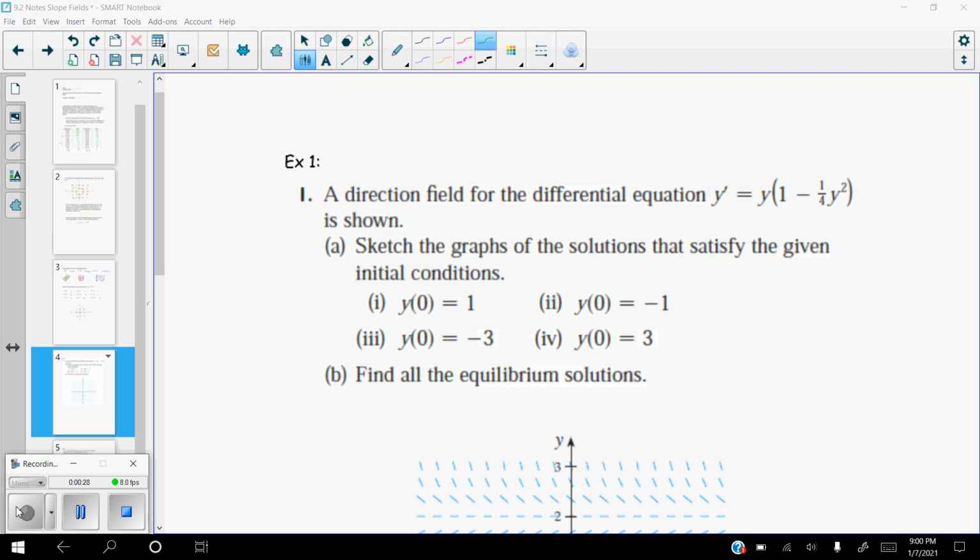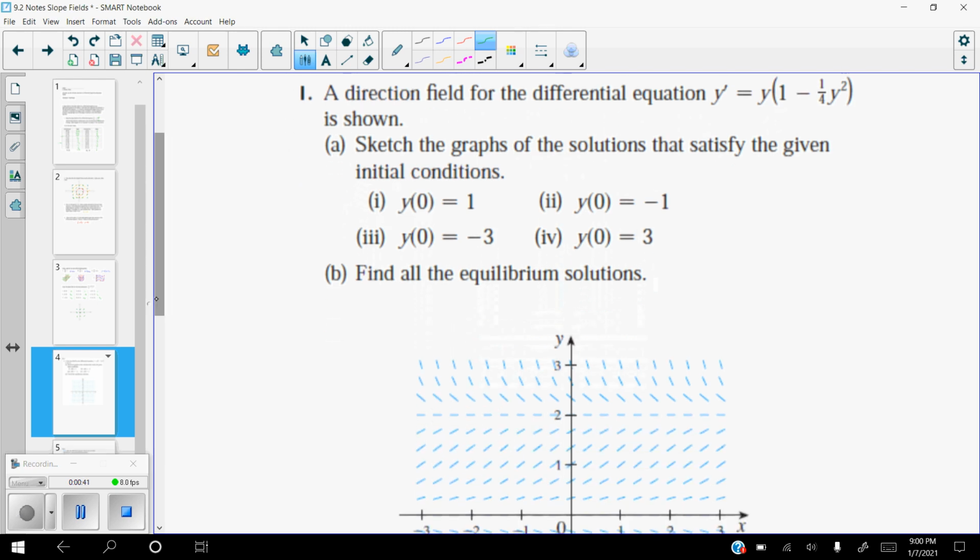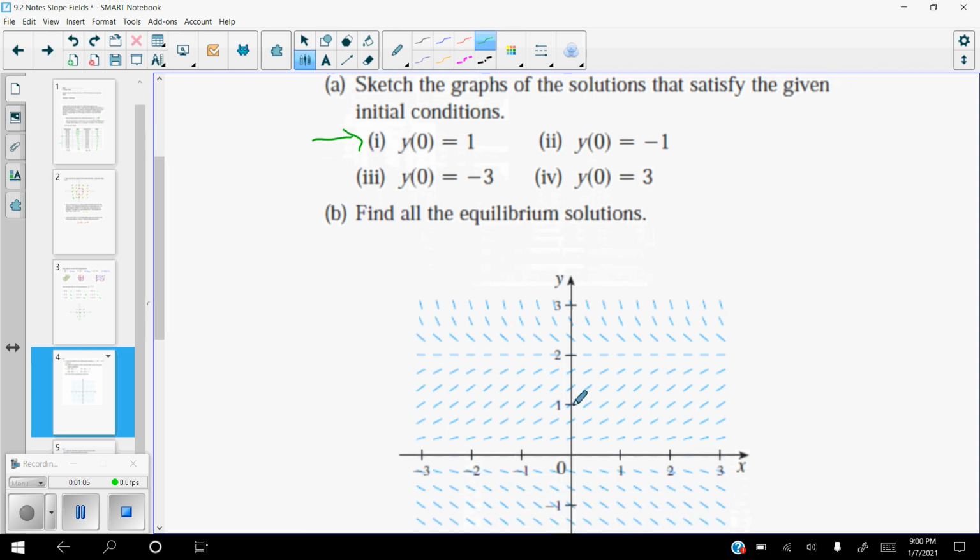In this problem, a direction field for the differential equation y prime equals y times (1 minus 1/4 y squared) is shown. They're giving us the slope field for that. Sketch the graphs of the solutions that satisfy the given initial conditions. So for number 1, if I start at y of 0 equals 1, I sketch the solution that goes with that. First I find the point (0, 1) on my graph, which is right there.